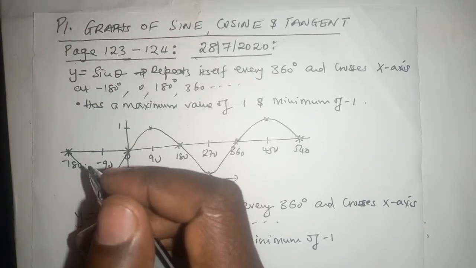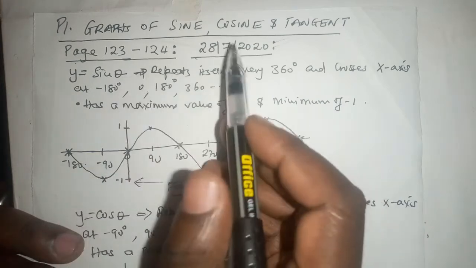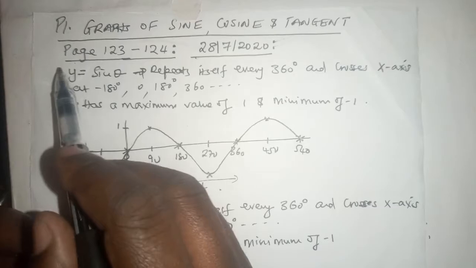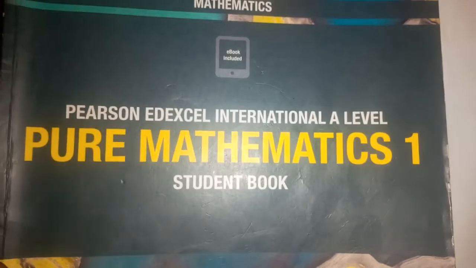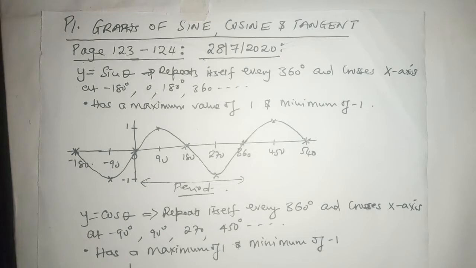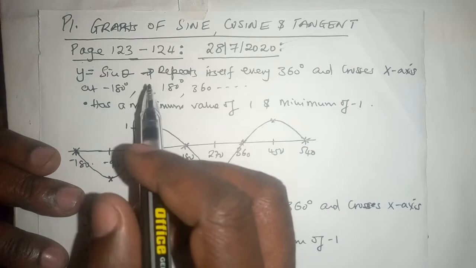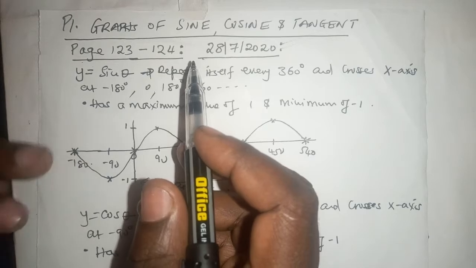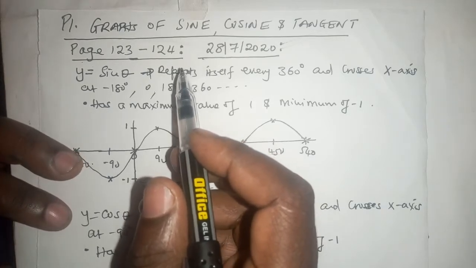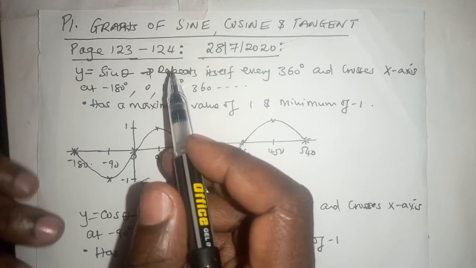And in this video, I want us to learn something about the graphs of sine, cosine, and tangent. We'll be doing this from Pure Mathematics 1, topic number 6, on pages 123 and 124. So we are talking about the graph of sine, cosine, and tangent of theta. And there are some fundamental things that we need to know before we even know how to construct this graph.